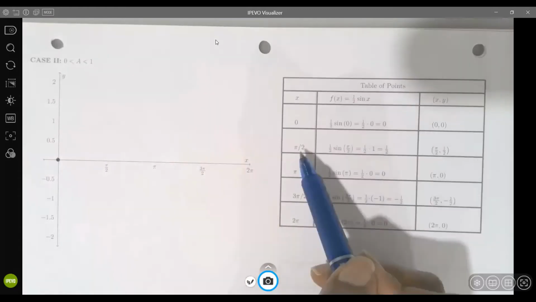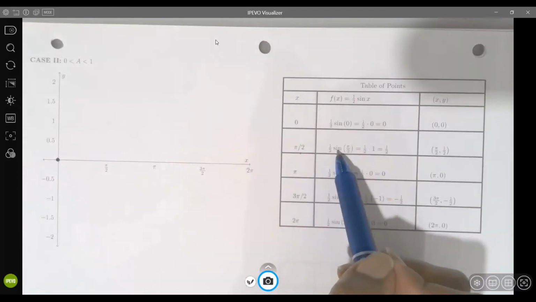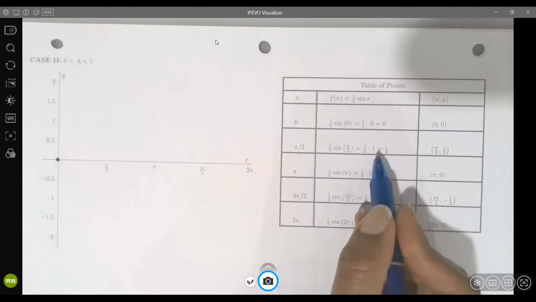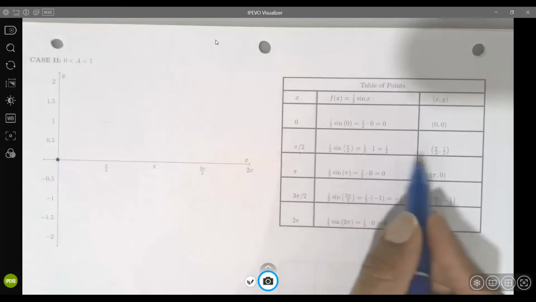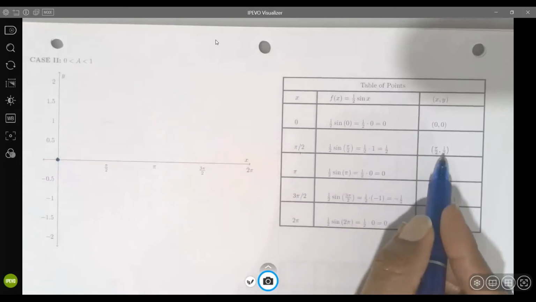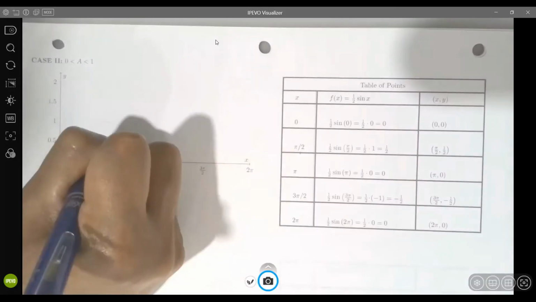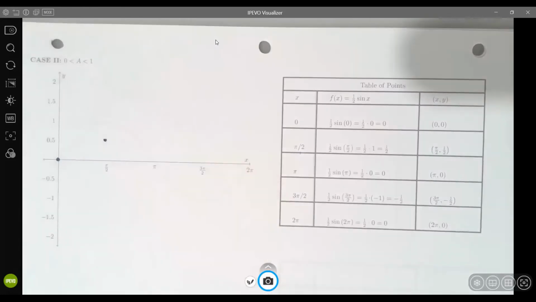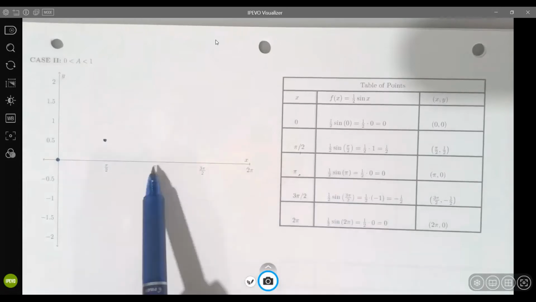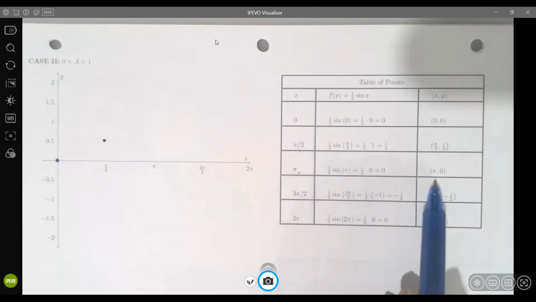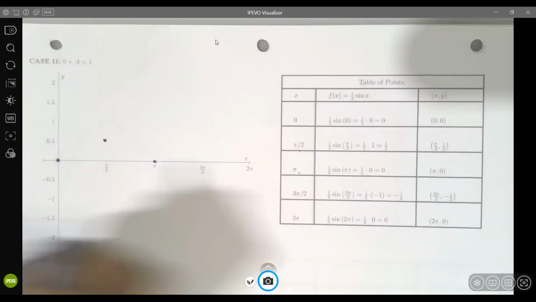Then for pi over 2, we get 1/2 times sine of pi over 2. And sine of pi over 2 is 1. So we get 1/2 times 1, which is 1/2. That means that we want to plot the point pi over 2, 1/2. Okay, so let's plot pi over 2, 1/2 would be approximately there. Then we have pi. 1/2 times sine of pi is 1/2 times 0, because at pi, the original sine graph is 0. So 1/2 times 0 is 0. That means that we get the point pi comma 0.